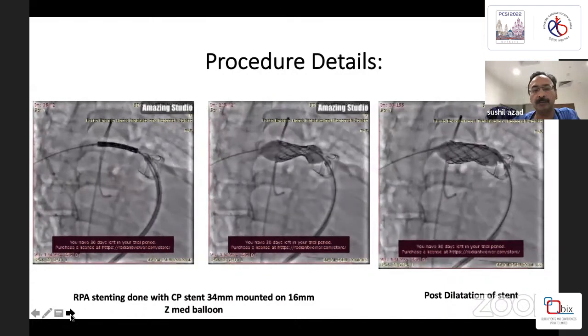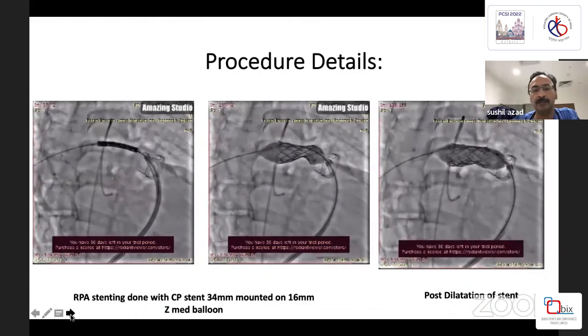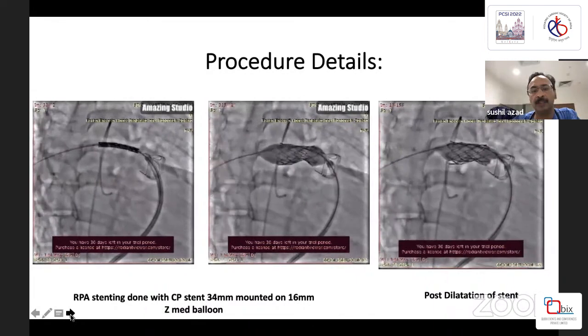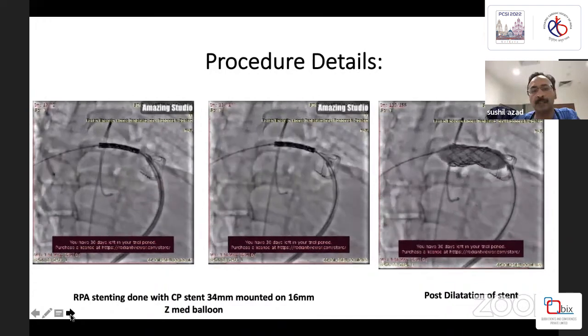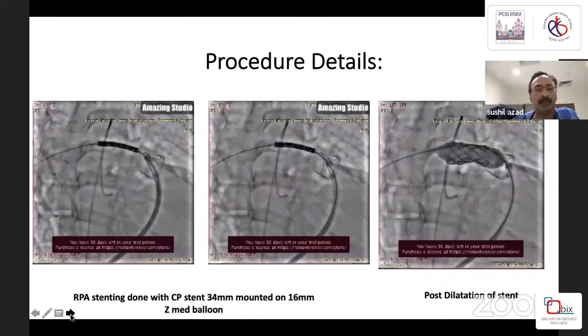And as you can clearly see, there was significant tight waisting of the right pulmonary artery at the origin, and it was not going away. So we thought of post-dilating it with an 18 millimeter balloon, and that's what we did. And subsequently, we could get rid of that.